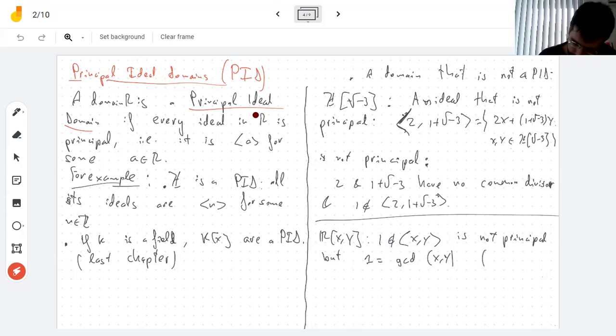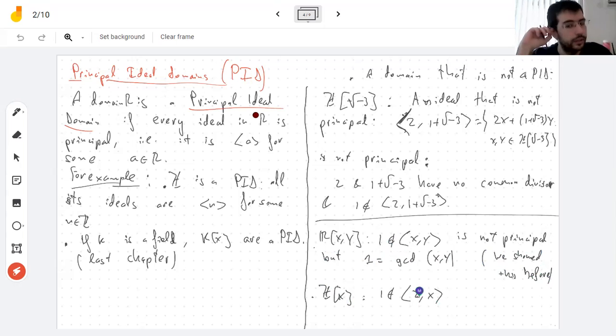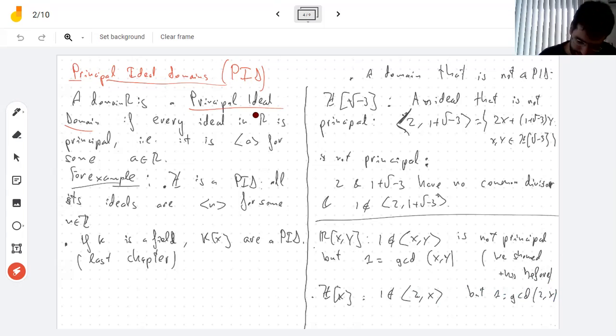I already did this a couple of weeks ago. Another example is the polynomial ring over the integers. Again, the ideal generated by 2 and x doesn't contain 1. One is not a linear combination of 2, of even numbers, and polynomials that are multiples of x. But again, 1 is the greatest common divisor of 2 and x. I guess you can do this yourselves.